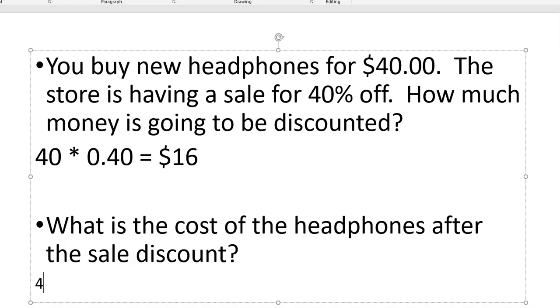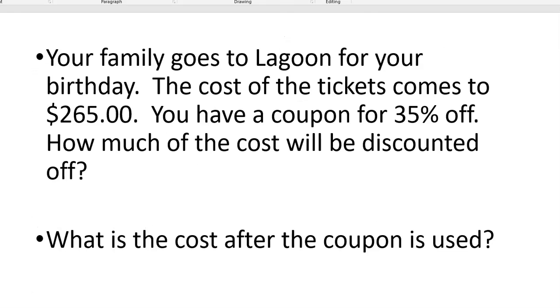So what is the cost? 40 minus 16. So instead of adding like we did yesterday with sales tax and tips, we subtract for discounts. Otherwise, it's the exact same process.